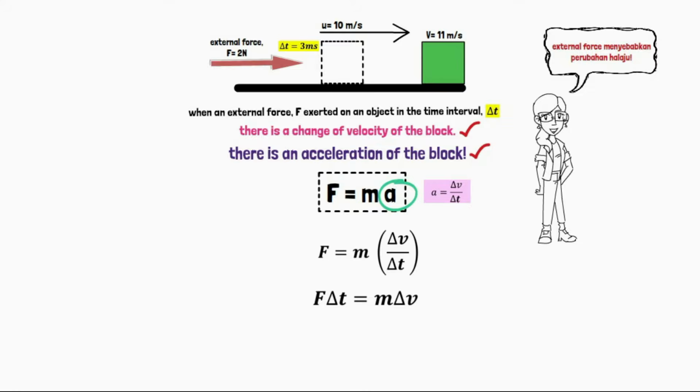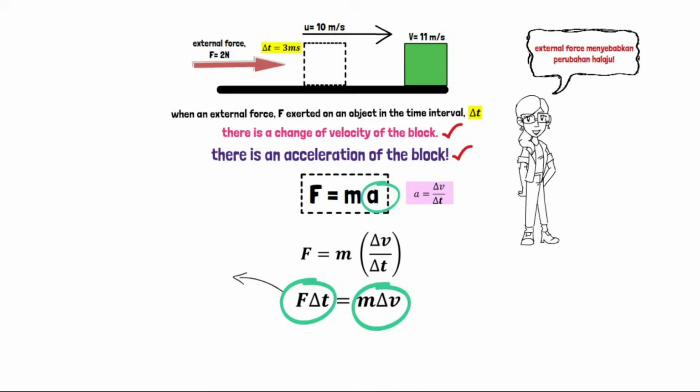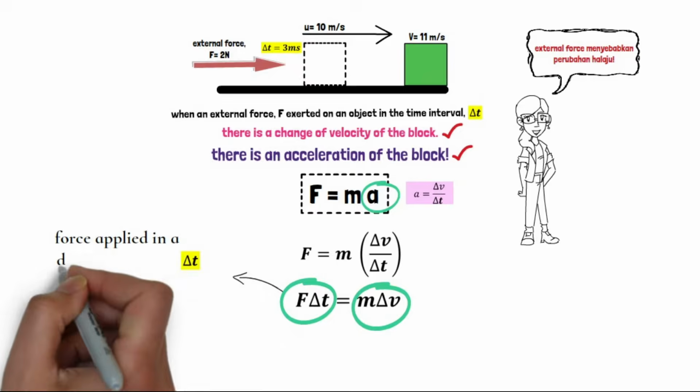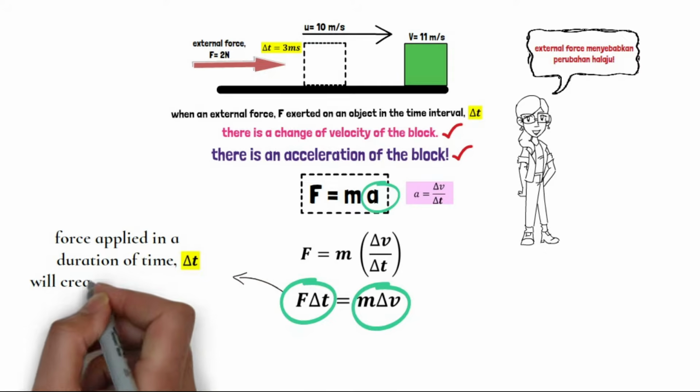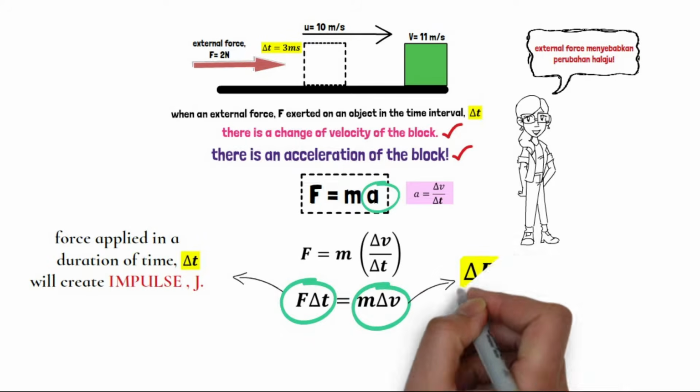Jadi kita akan dapat satu equation baru, iaitu F delta T equal to m delta V. Di mana F delta T is the force applied in a duration of time delta T will create impulse J on that object. So, J is equal to F delta T and m delta V, bila kita lihat, since P equal to mv, so m times the change of velocity is actually equal to the change of momentum delta P.